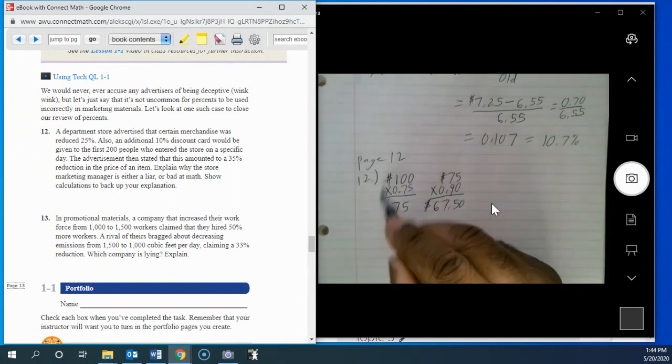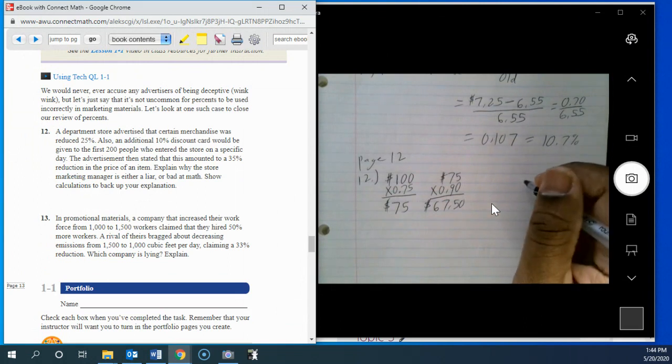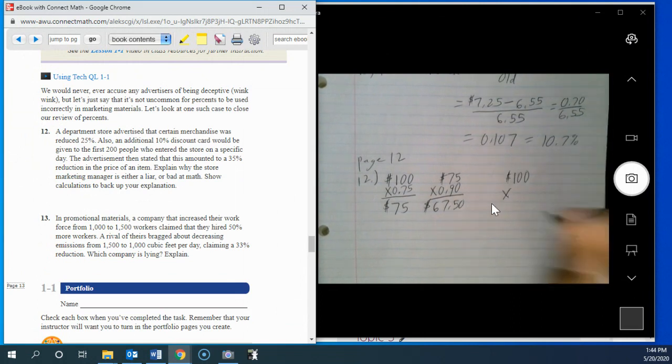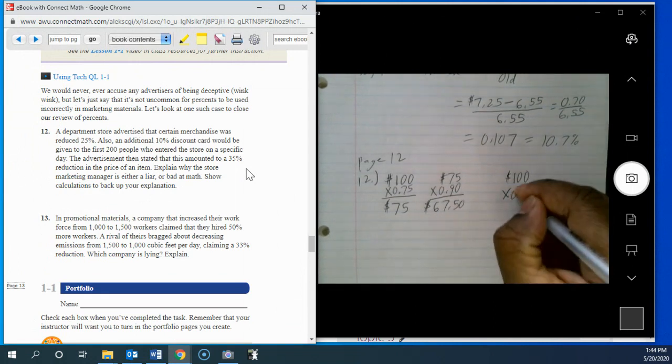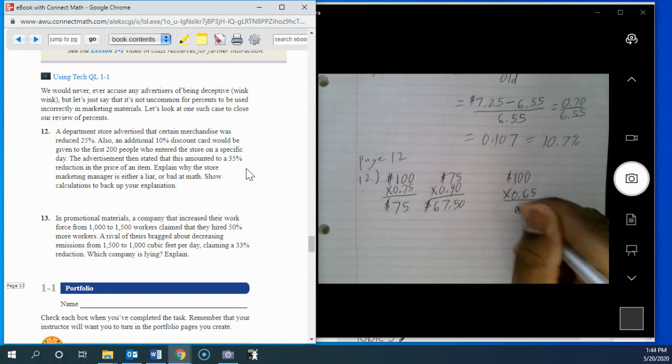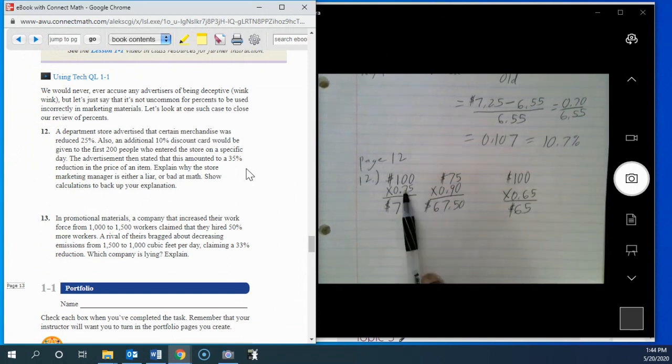Now, this is the first segment. Now we're going to the 35%. So we take $100 times, if you take 35% off, that means you're only paying 65%, because it's 35% off 100%. 100 times 0.65 is $65. So after you do the 25% and an additional 10% off, you pay $67.50. But if you took the whole 35% off, you only pay $65. So there is a difference.